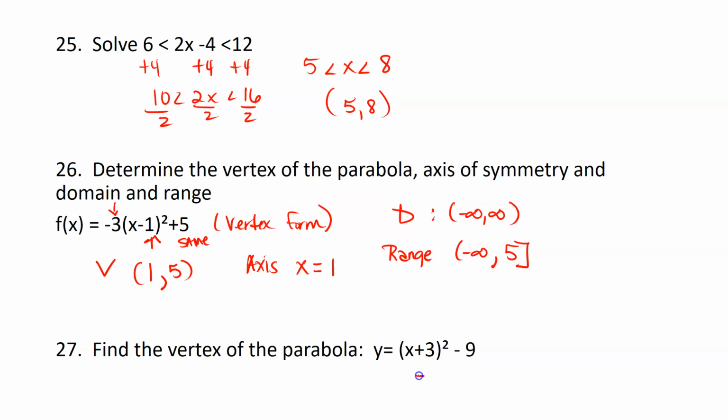27, to find the vertex, take the opposite of what's inside the parentheses, keep this number the same. So it's the opposite here, keep this number the same. Now notice this 3 out in front had nothing to do with the vertex. All that does is tell you something about the width and which way it opens.